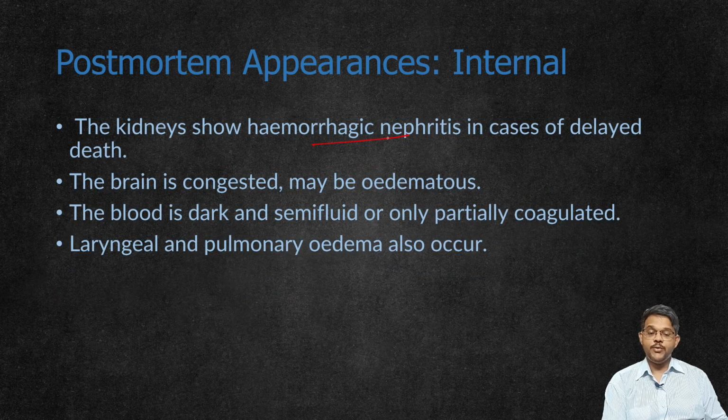Kidneys may show hemorrhagic nephritis since it is excreted in the kidney. So the carbolic acid may cause hemorrhagic nephritis in cases of delayed death. The brain is congested, may be edematous. The blood is dark and semi-fluid or only partially congested. Laryngeal as well as pulmonary edema may also occur.